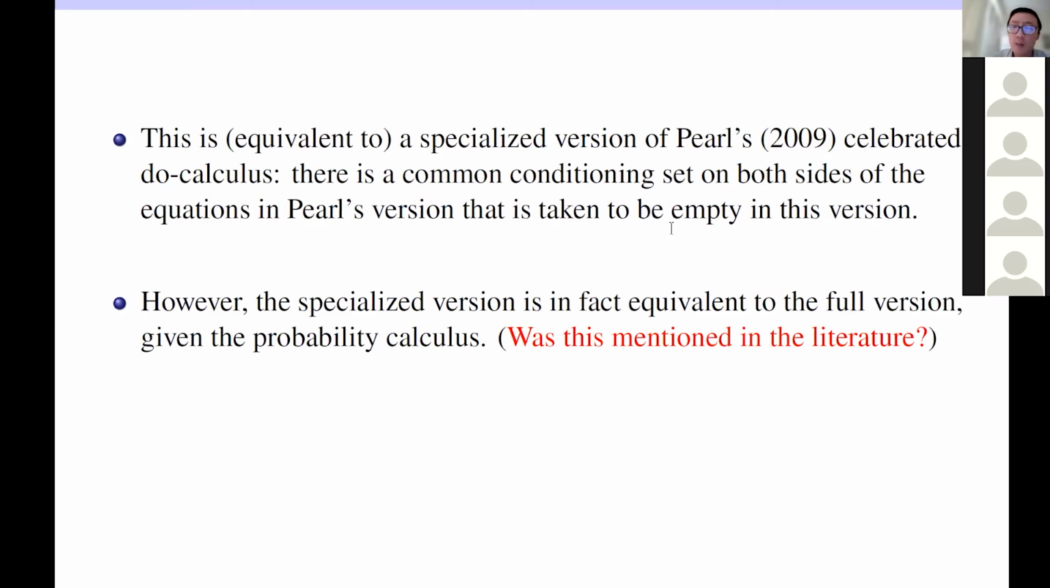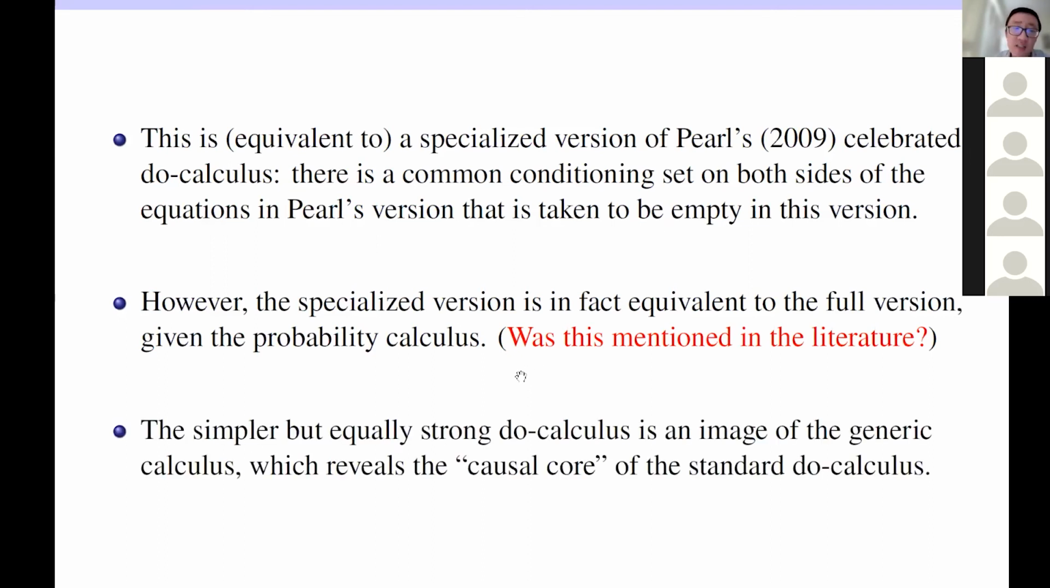Actually, I'm asking around whether this is already known in the literature because the argument is quite simple. But my point here today is that we now have this simpler but equally strong do-calculus. And this is actually the image of the generic calculus we derived in the abstract causal category. So in that sense, it's actually the purely causal component of the standard do-calculus. The standard do-calculus sort of mixes causal reasoning and probabilistic reasoning. And when we do this, we actually tease out the purely causal part, and the rest is probability reasoning.